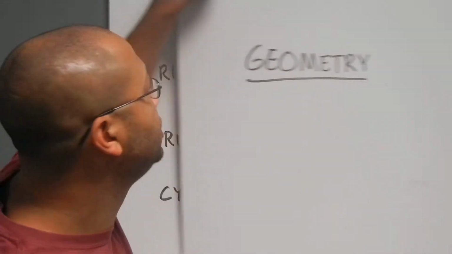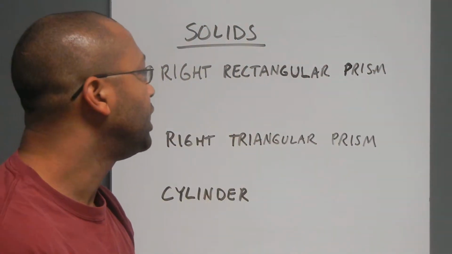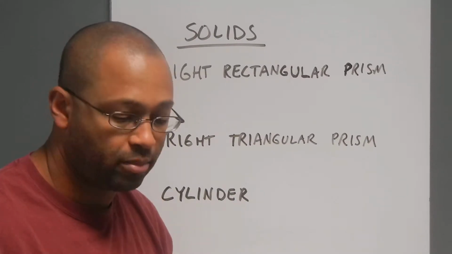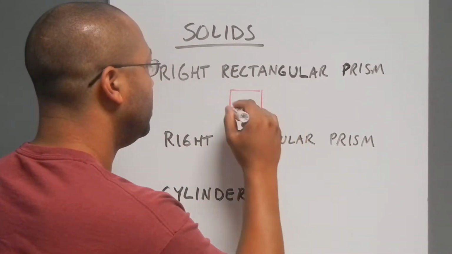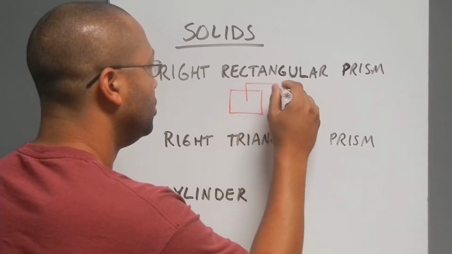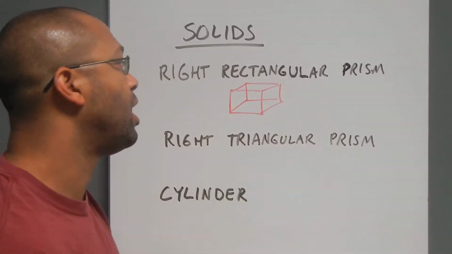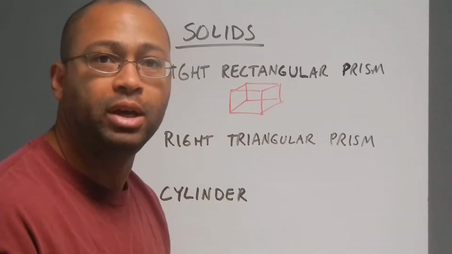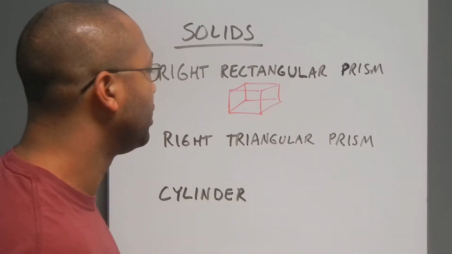So some three-dimensional shapes you know about are the right rectangular prism. Basically, a right rectangular prism is a cube. You can have it drawn like this, and that's a right rectangular prism. It could be a rectangular type, it could be more squarish type, but it's a right rectangular prism.